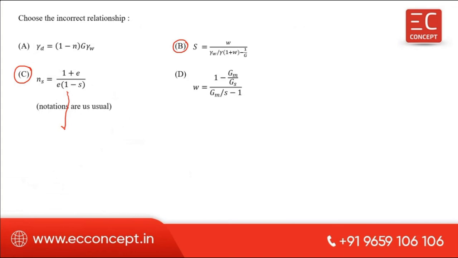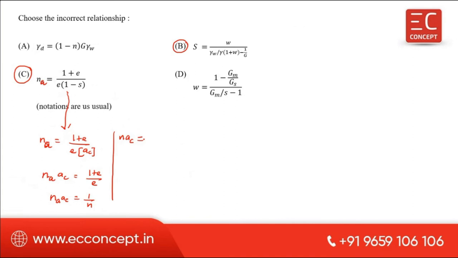We know that porosity into air content is equal to percentage of air voids. This relation is this. If we simplify this one, then it is ns, which is equal to (1 plus e) divided by e, and 1 minus s is equal to air content. Actually it's not ns, this is na. Therefore na into ac is equal to (1 plus e) divided by e. So take the reciprocal: 1 divided by n, na into ac. Therefore n into ac is equal to 1 by na.